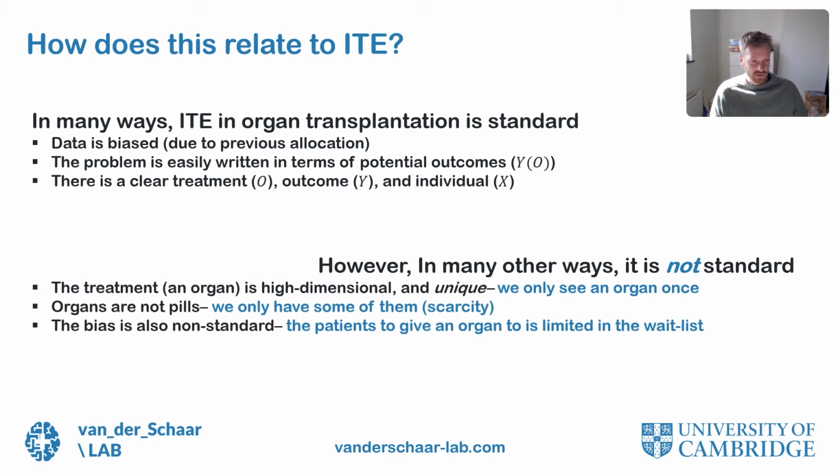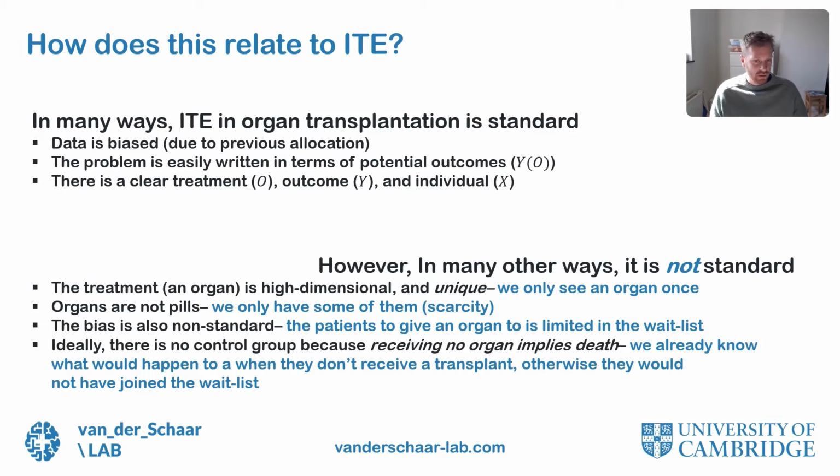The bias is also non-standard, as the patients to give an organ to is limited in the wait list. So while there are many possible patients, we only can assign the treatment to, let's say, 500 on the wait list. And ideally, there is no control group because receiving no organ implies death. We already know what would happen to a patient when they don't receive a transplant, otherwise they wouldn't have joined the wait list.